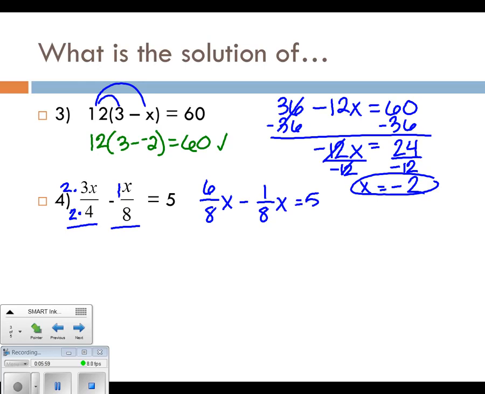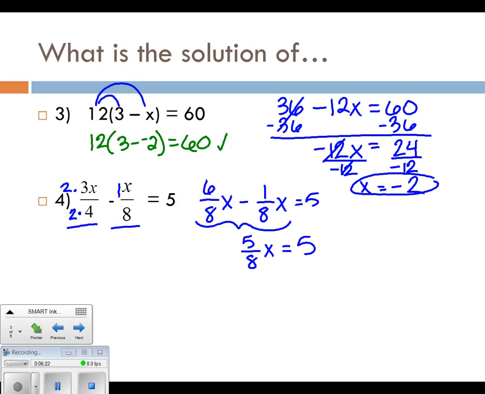Now I'm going to combine like terms. I know that 6/8 minus 1/8. See, I can combine like terms here. I can combine these two terms because they both have an x. So I look at the coefficient 6/8, subtract 1/8. I'm left with 5/8 x is the same as 5.